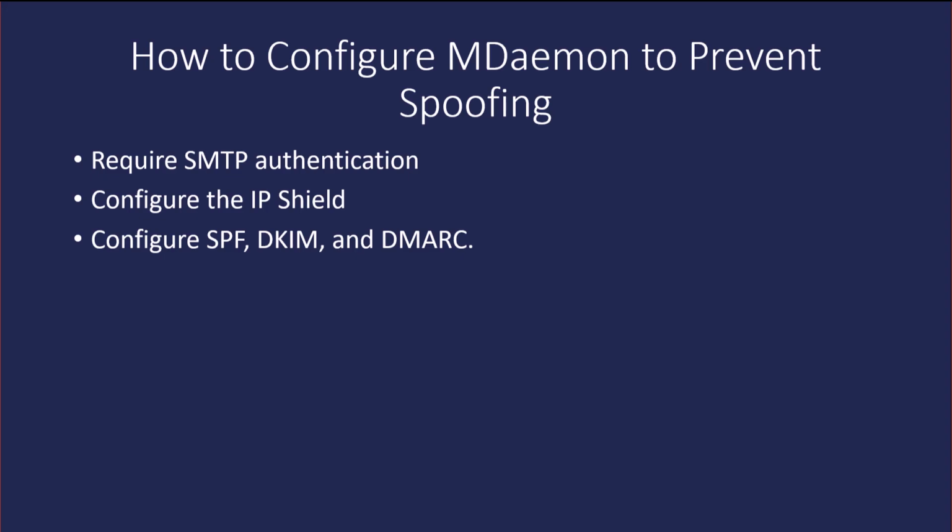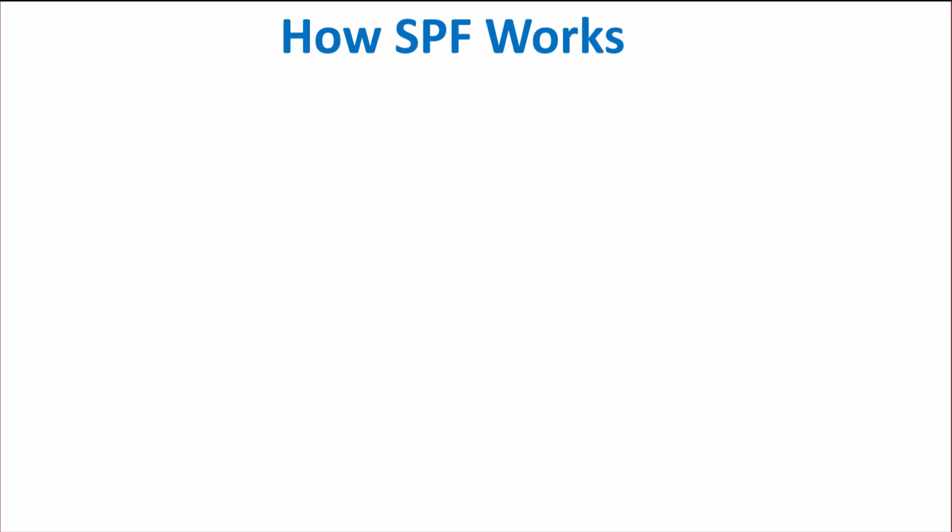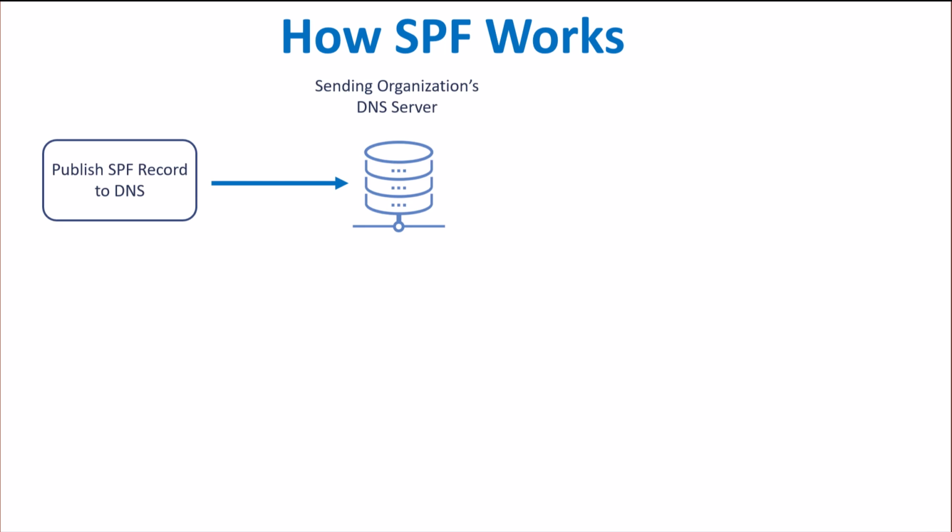Also make sure that you are using SPF, DKIM, and DMARC, not only to check for inbound spoofing, but to protect your domain from outbound spoofing. Here's a quick overview of how SPF, or Sender Policy Framework, works. The first step is to publish what we call an SPF record to DNS. This SPF record indicates what servers are allowed to send mail from your domain. And these can include mail servers, gateways, intermediary devices, and things like that.